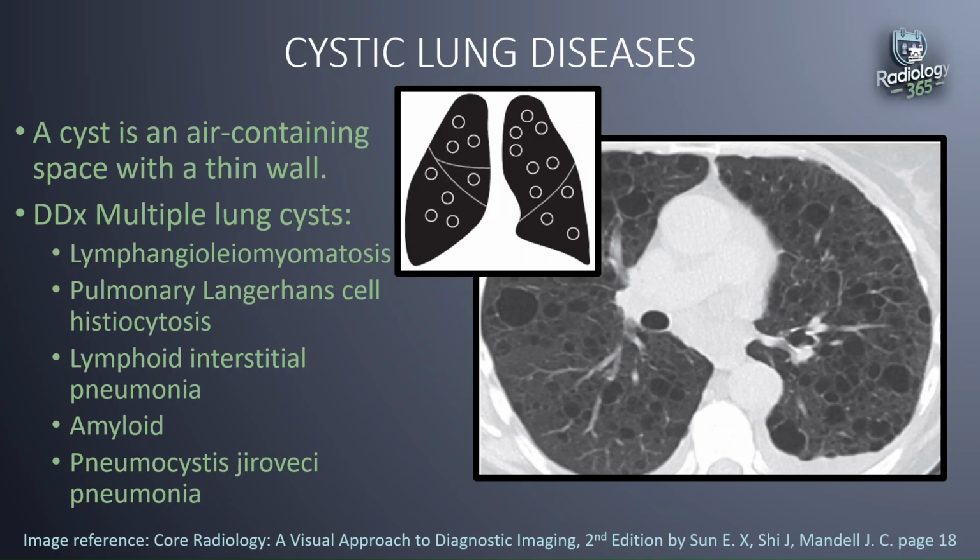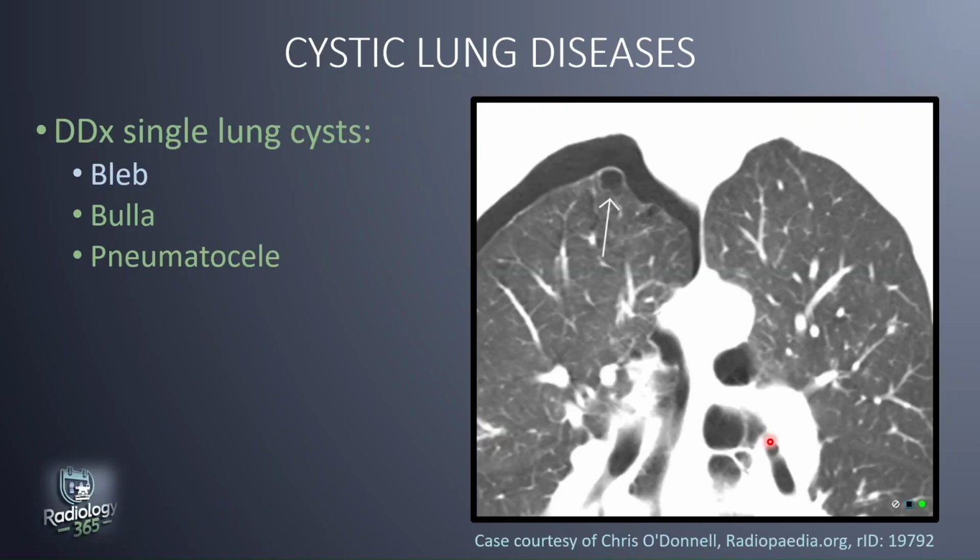So in this axial CT, it shows bilateral thin-walled cysts that are of varying sizes and predominantly regular in shape. There's a small left pleural effusion here, and this was a case of lymphangioleiomyomatosis. Chylous effusion can be a feature of lymphangioleiomyomatosis.